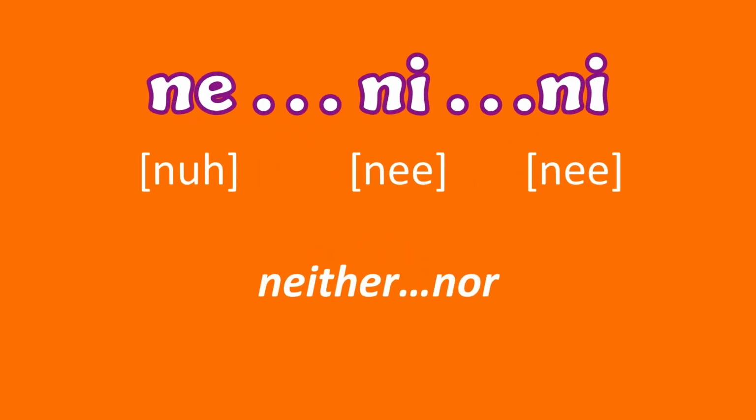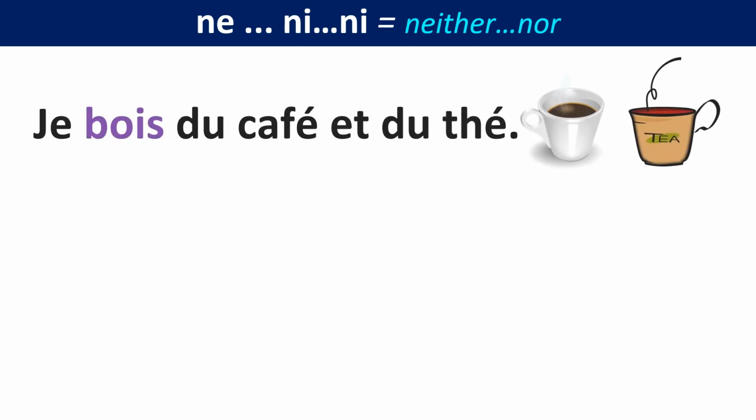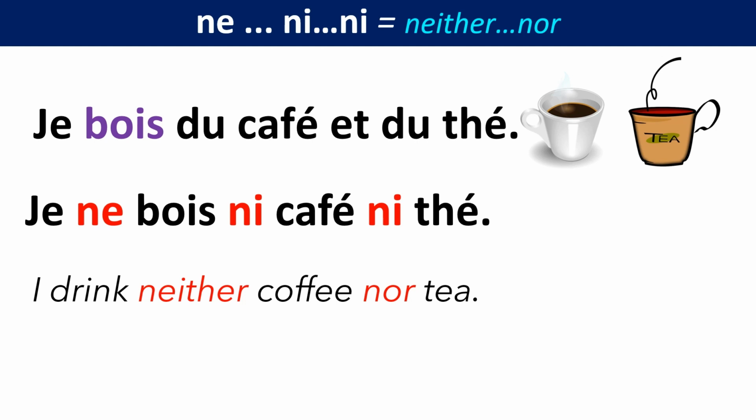Ne, ni, ni. Ne, ni, ni means neither nor. It's a bit different because this time we have three parts. So if we take this example, je bois du café et du thé. In the negative, if I use this structure, I have je ne bois ni café ni thé with the article vanishing, replaced by the ni. And it means I drink neither coffee nor tea.